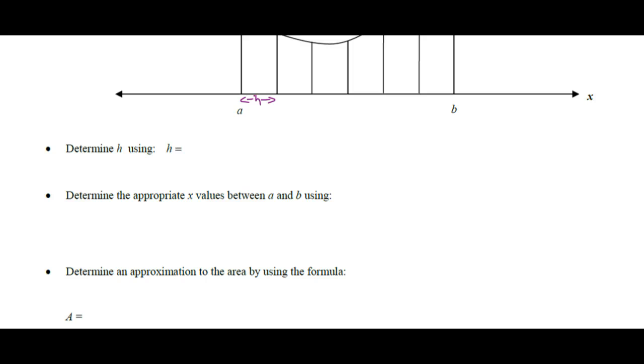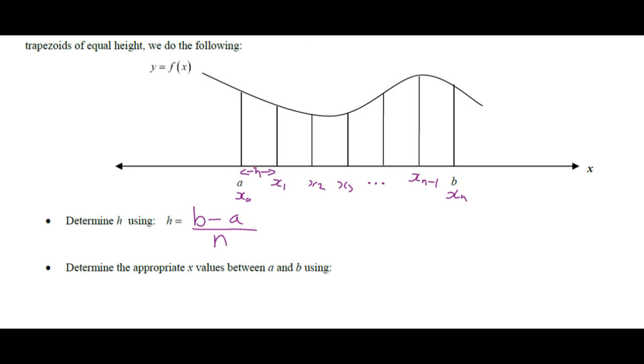Okay, the height. Well, it's the distance between them divided by the number of strips we're going to split it into, right? So b minus a, how far apart they are, divided by n, gives how big each strip is. Determine the approximate x values between a and b. Let's call this x sub 0, and let's call this x1, x2, x3, down to here, xn, with xn minus 1 before it. So we're splitting it into n regions, right? By dividing b minus a over n, we're finding out how wide each of the n regions is.